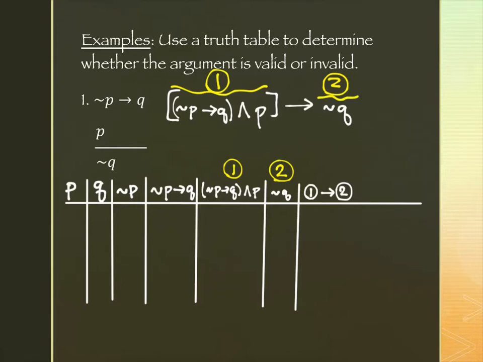Okay, you know how the first two columns start. What's the P column? True, true, false, false. So we're going to fill in what we can. True, true, false, false. Start with the easy stuff. What about the second column, the Q column? Good. True, false, true, false. All right. My third column, tilde P, takes everything in column P and reverses it. So what will column tilde P be?